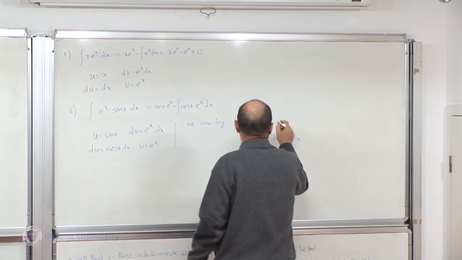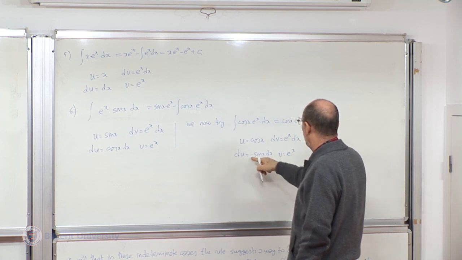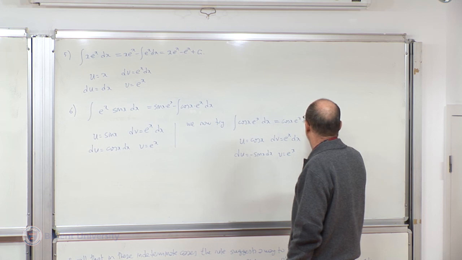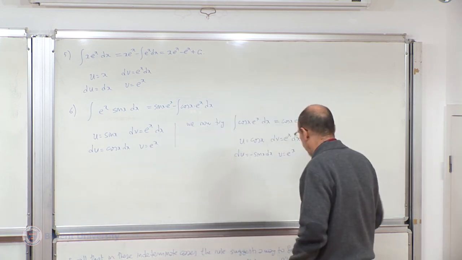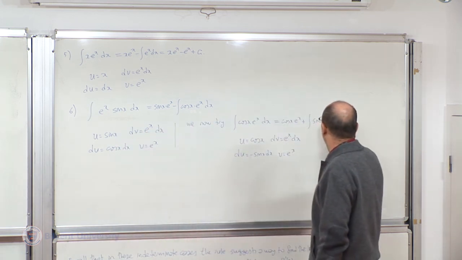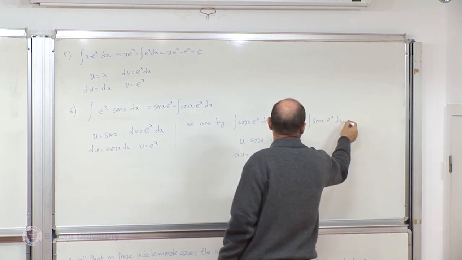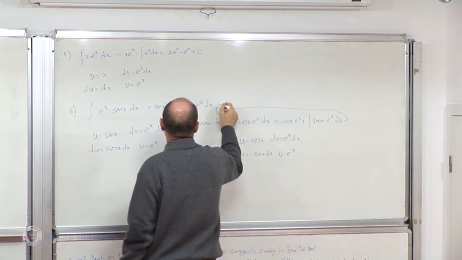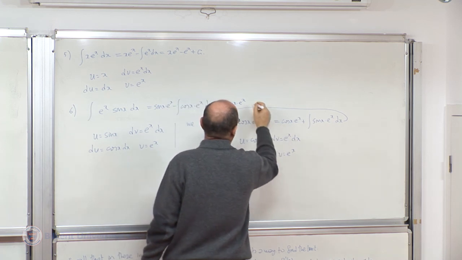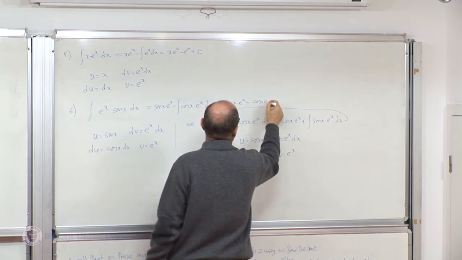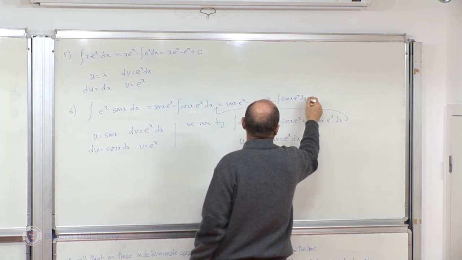Okay, so let's put this thing in here. I multiply these. I have cosine x e to the x minus, but I have another minus, so plus integral sine x e to the x dx. Okay, let's put this back in here. So what I have here is sine x e to the x minus this thing. So minus cosine x e to the x minus this thing, integral sine x e to the x dx.